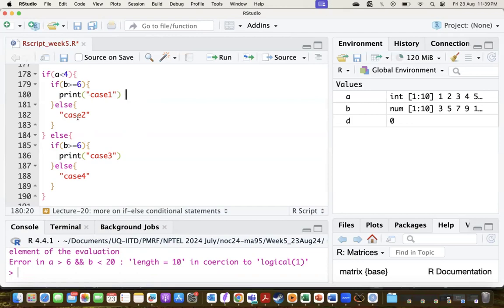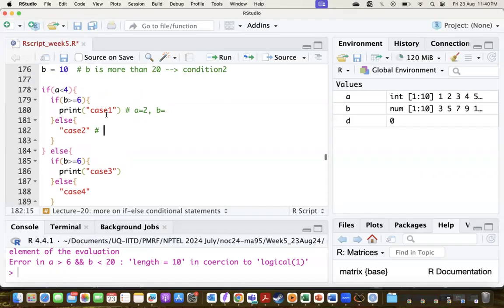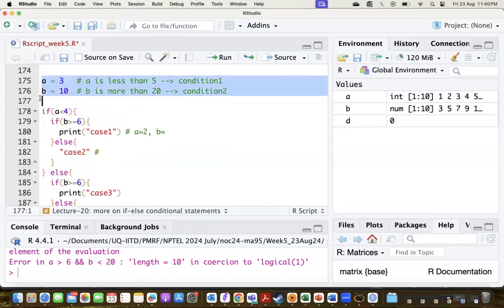Like if a less than 4, so here we can mention, let's say b is equal to 2. If a is equal to 2, case 2, yes. Yeah, case 2 will print if we run this one. Okay, so a is 3, b is 10. a is less than, let's say 4, and b is more than 6.